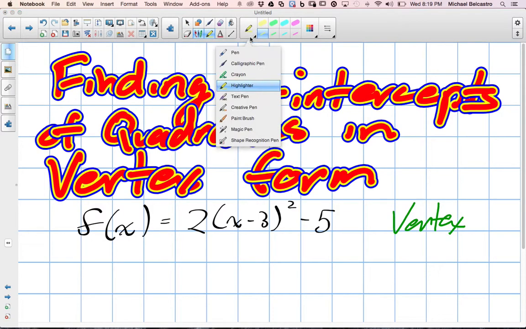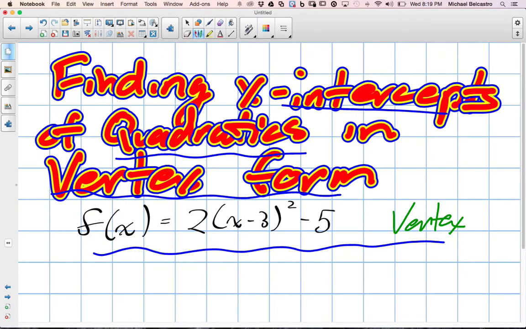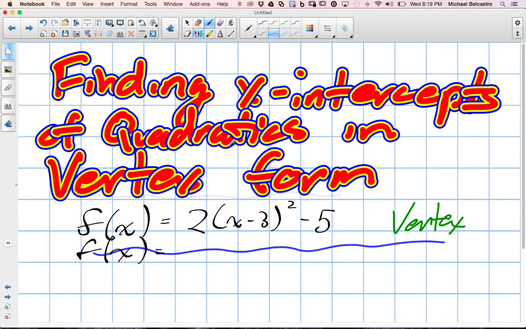Okay, we're going to look at finding x-intercepts of quadratics in vertex form, and this is our vertex form, which is normally written as f(x) = a(x - h)² + k, where (x - h) deals with horizontal translations, and + k deals with vertical translation.